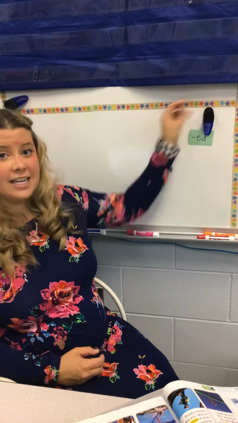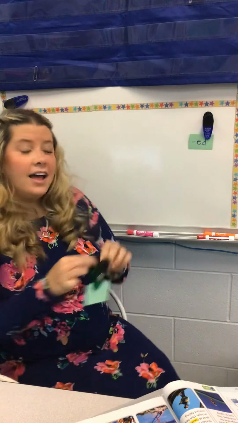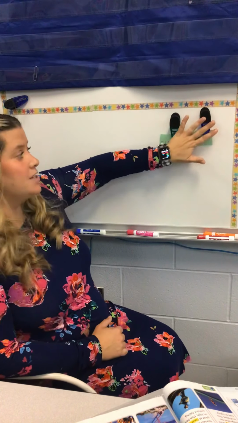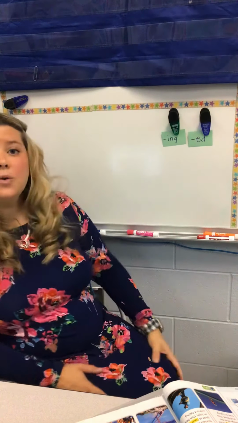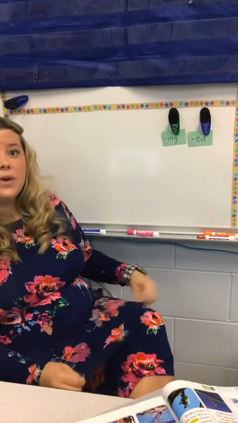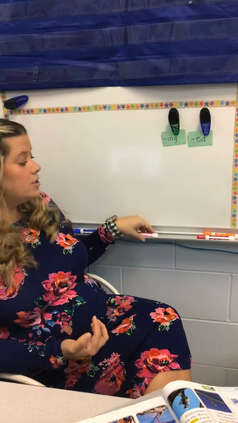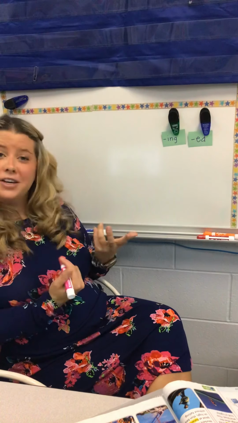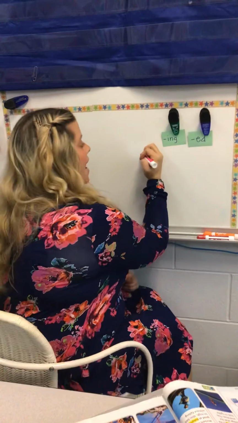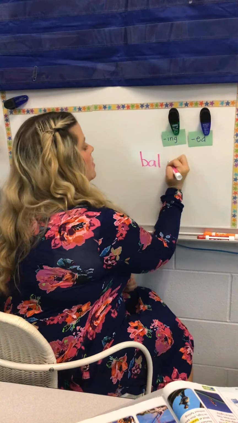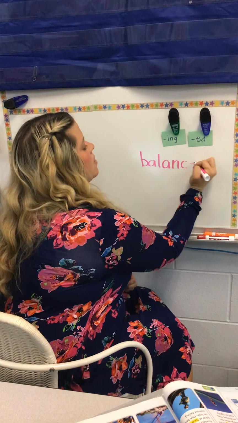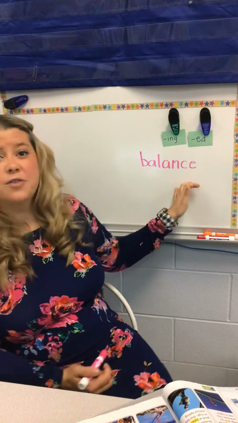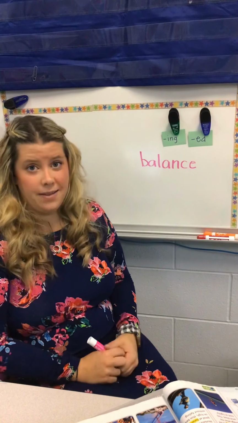So we're going to talk about two different kinds of word endings today. We're going to talk about ed as a word ending, and we're going to talk about ing as a word ending. When you have a word, we like to call it our base word. So let's pick one of our vocabulary words: balance. Okay, balance is our base word. That's our regular word that we're starting out with, okay?